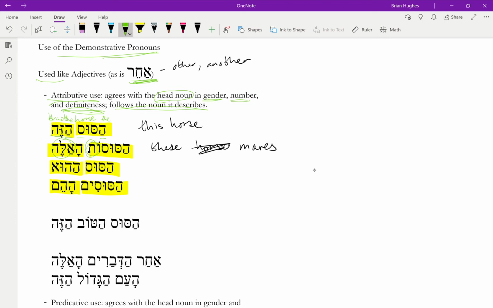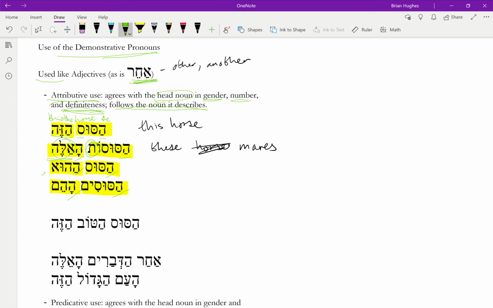So again, you can see in all of these situations, we've got agreement in gender and number. So the feminine plural, again, ele is going to be for masculine plural and feminine plural. Definiteness is agreeing in these as well, masculine singular, and then similarly masculine singular. Because demonstratives are so specific, they will often be definite.